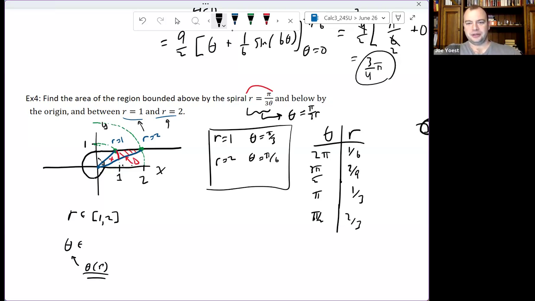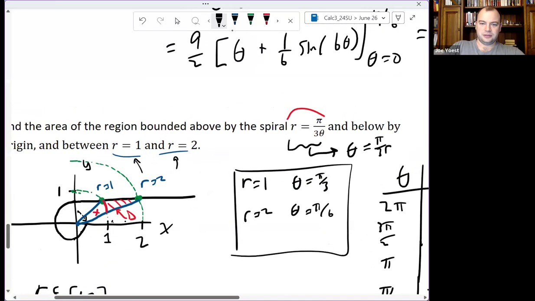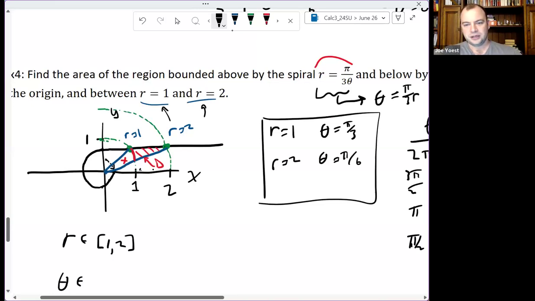Okay, so let me actually zoom in a little further. So what I'm thinking of here is that r is going to go between 1 and 2, and what is theta going to look like? If I pick a certain r, let's say some r naught here, some arbitrary radius r that I'm interested in, what can the range of theta be?